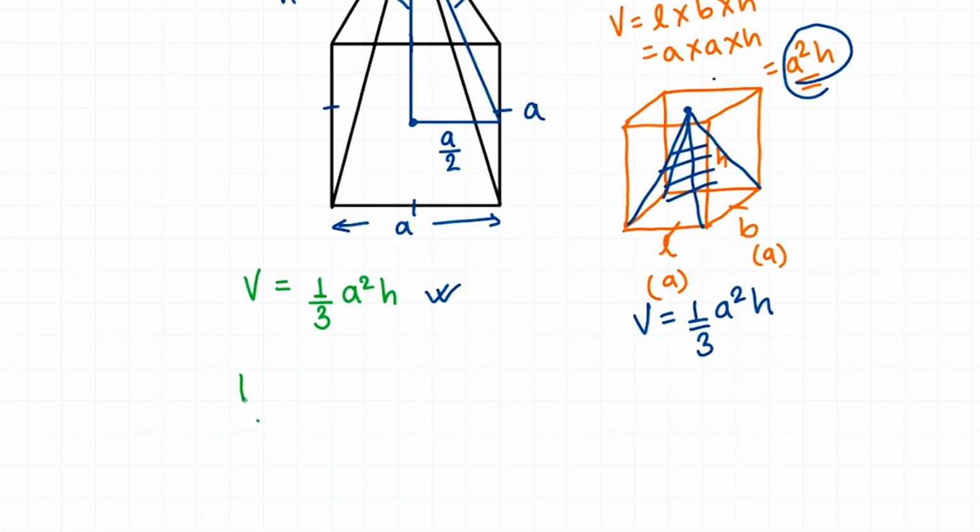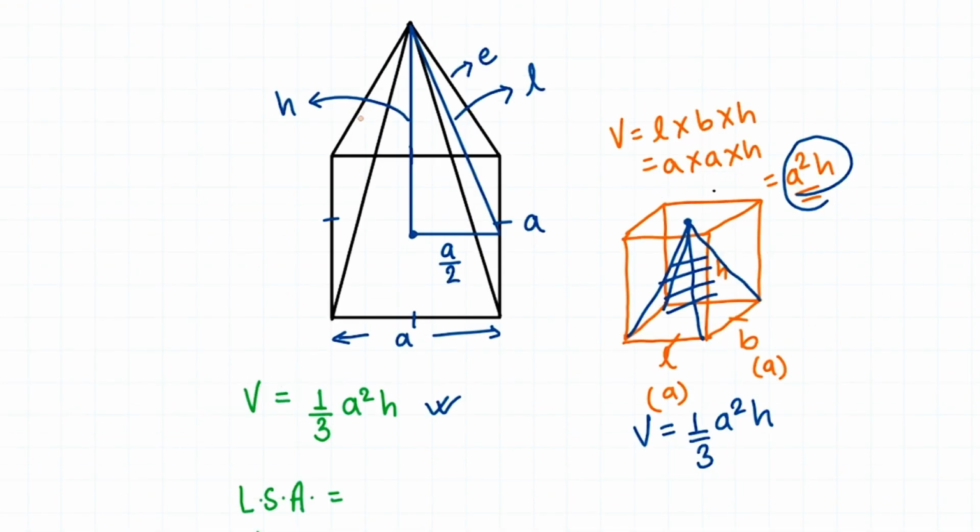Now, what's the formula for the lateral surface area of our pyramid? So what the lateral surface area means is the area of these 4 triangles that make up the pyramid, okay? So if we are to look at the net of our pyramid, then it's going to look something like this, right? So we have a square, and then we have 4 triangles.